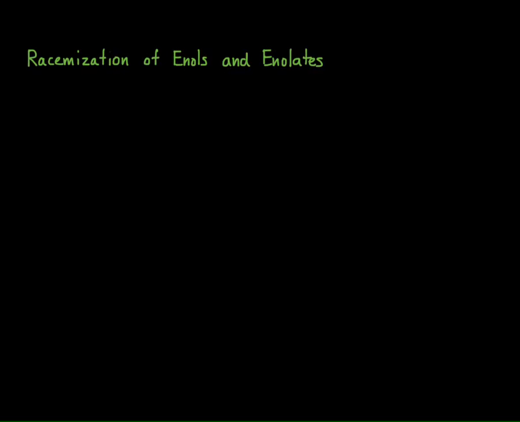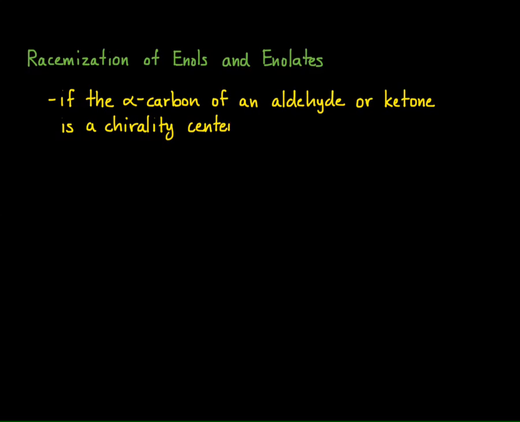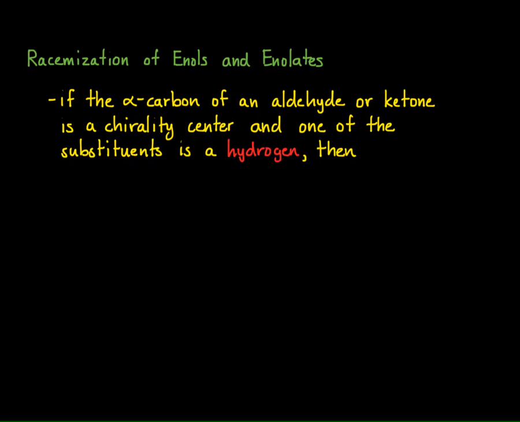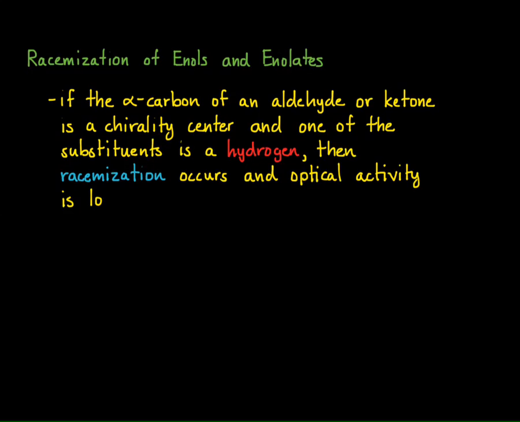Now, one of the interesting things about ketones and aldehydes is their ability to racemize. We're going to look at that in this particular section, and it has to do with the fact that they can make enolates and enols. So if the alpha carbon of an aldehyde or a ketone is a chirality center, and one of the substituents on that chirality center is a hydrogen, then racemization occurs and optical activity is lost. Let's see what I mean by that.